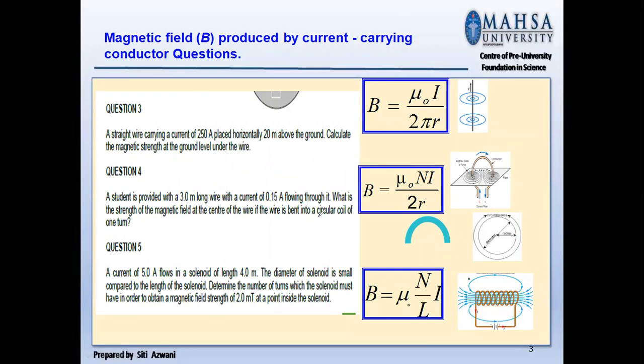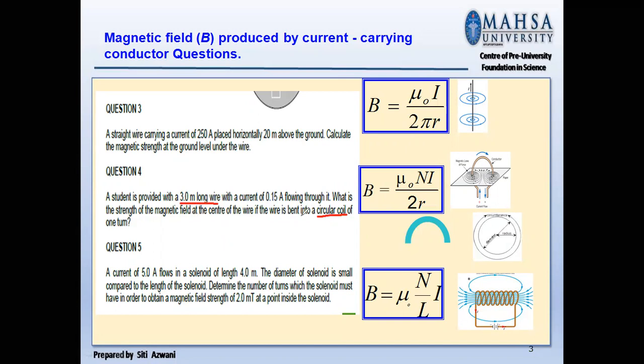For question 4, this is the circular coil. So the formula is B equal to mu naught N I divided by 2R. You have 1 turn, so N is equal to 1. I think you got a problem with this question, which is the R value. You don't have your R value, so how to calculate the value of R? If you refer to your question, you have the length of your wire here, which is equal to 3 meter.